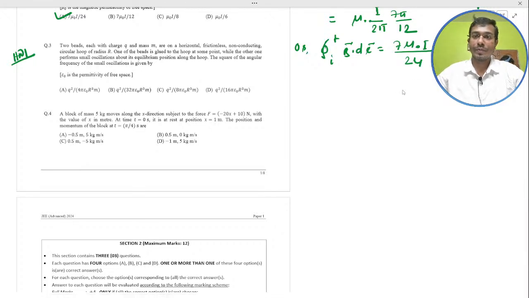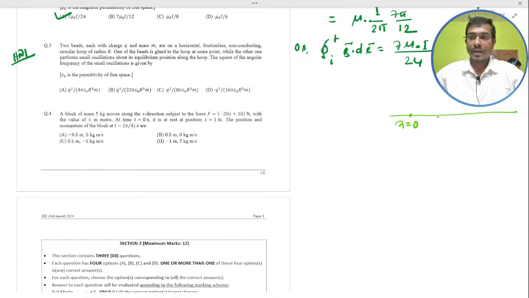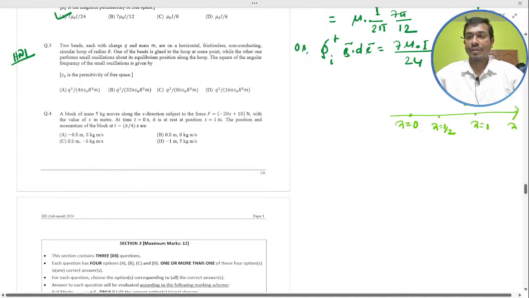So, this is x equal to 0. That is x equal to half. This is x equal to 1. This is in x direction. This is at t equal to 0. Now the acceleration A is what? Minus force by mass, 10x minus 10 divided by 5. This would become minus 4 into x minus half.